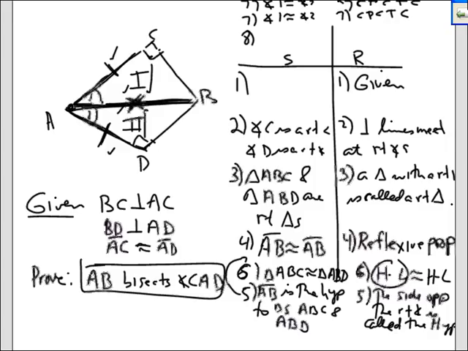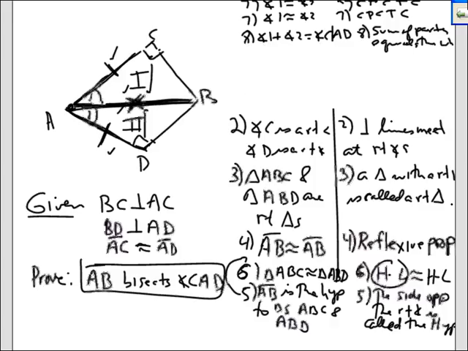Let me say that angle 1 plus angle 2 equals angle CAD. And the reason is the sum of the parts equals the whole. The sum of the parts is the whole.